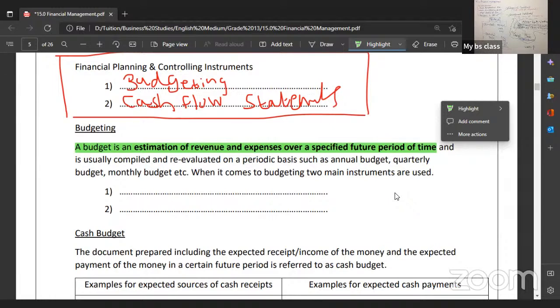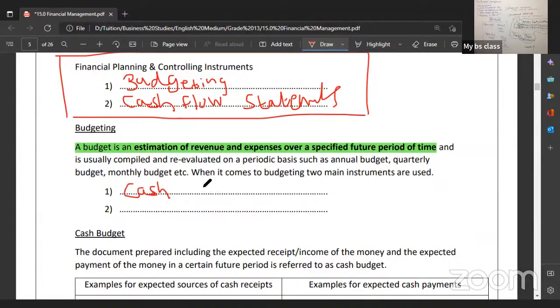When it comes to budgeting, the two main instruments used: එකක් අපි කියනවා cash budget එක කියලා. Budgeting two types: cash budget and capital budget. Can we just have that in your short notebook? cash budget එකක් ඕනේ අපිට, capital budget එකක් ඕනේ.